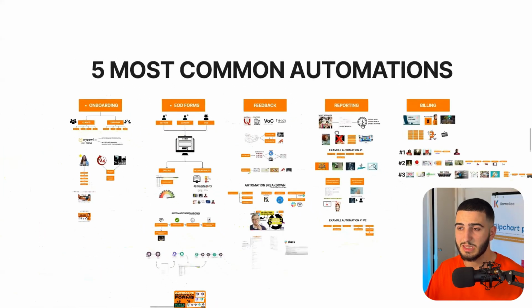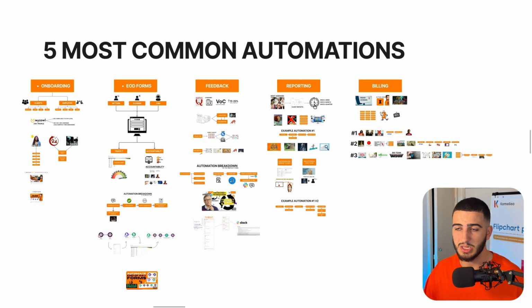But yeah, guys, those are basically the 5 most common automations that agencies actually implement. Within each of these automations, I've shown you different examples. And for some of those examples, I actually have whole videos on how to implement them.